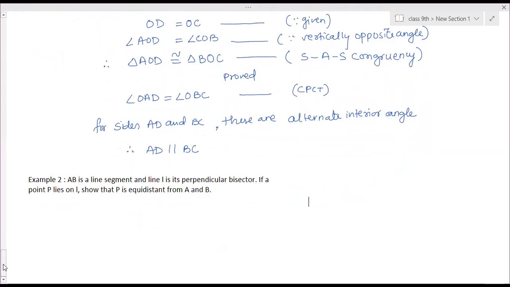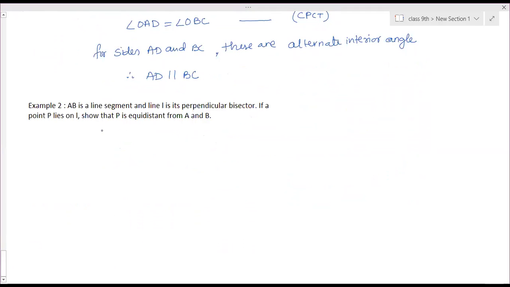AB is a line segment and line L is its perpendicular bisector. So it is perpendicular also and it is a bisector also. If a point P lies on L, show that P is equidistant from A and B. AB is a line segment.